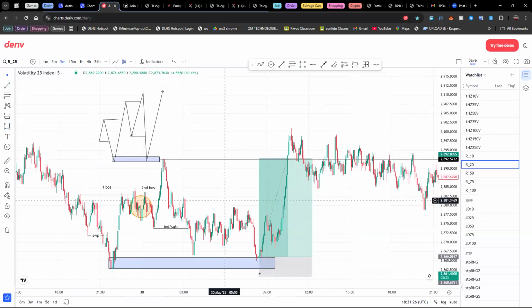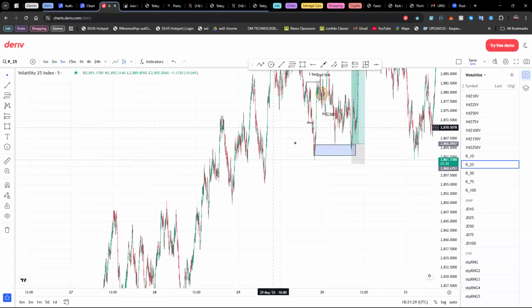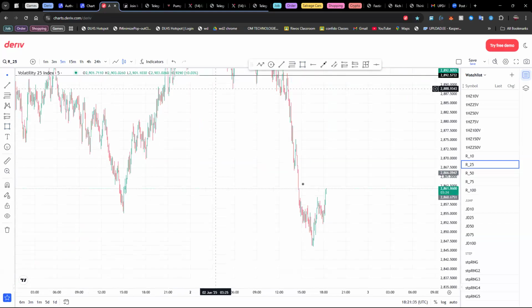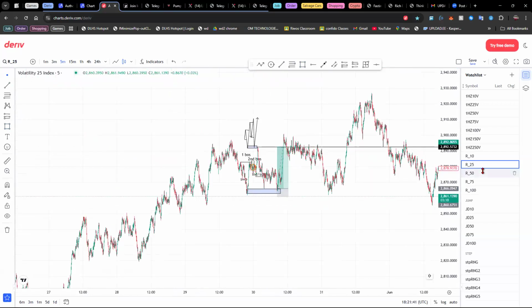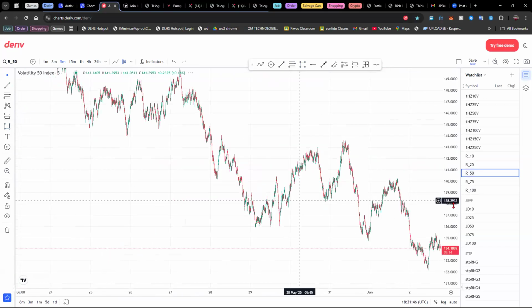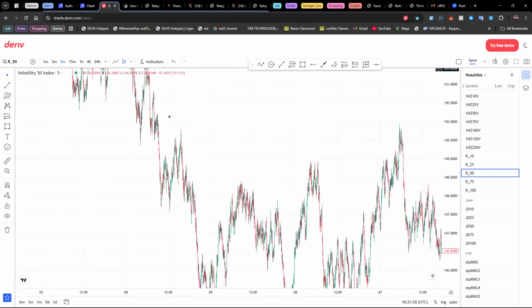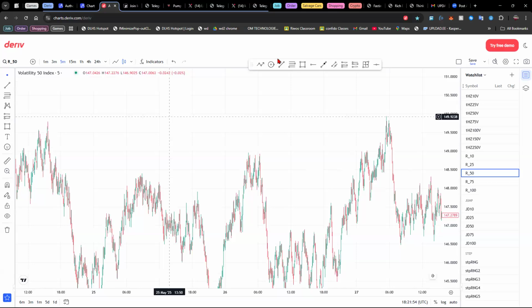Let me look for a clearer example. I know there were a lot of examples on Volatility 25. Okay, I had one on V50. That was a sell. Let me look for a sell opportunity. Yeah, that was a sell I had on Volatility 50.